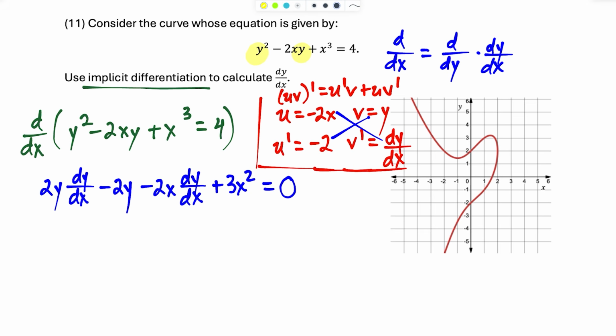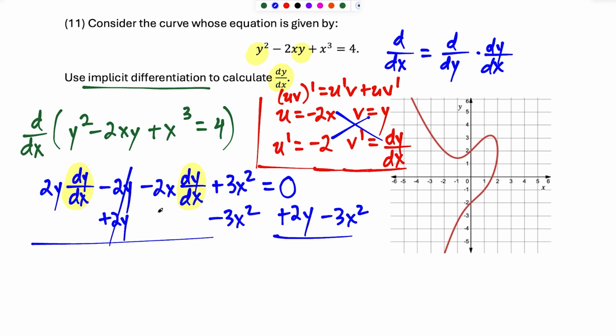So then what we're going to do is we're going to solve for dy dx. So we need to get these terms here together and move everything else away. So I'm going to go plus 2y on both sides. And I'm also going to go minus 3x squared on both sides. Okay, so we're going to just move all the stuff over. And now what we have on this side, negative 2y plus 2y cancels. And we also have 3x squared minus 3x squared cancels.